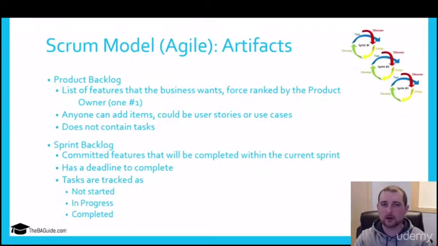Also with the sprint backlog, since you have a deadline, you need to track where you're at on all those different requirements. You need to track what wasn't started and what's in progress and what's completed. So you're working through and identifying where those different committed requirements are at, where that sprint backlog requirements list is at, what that looks like, and what stage they're in.